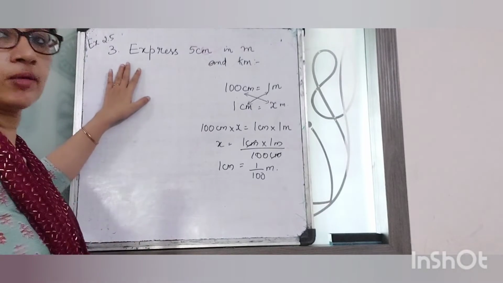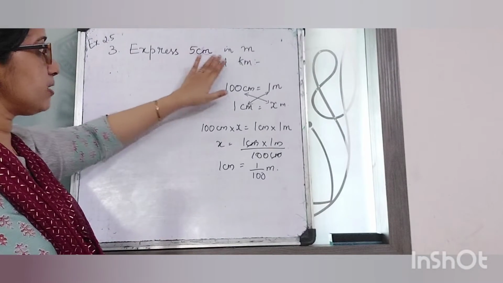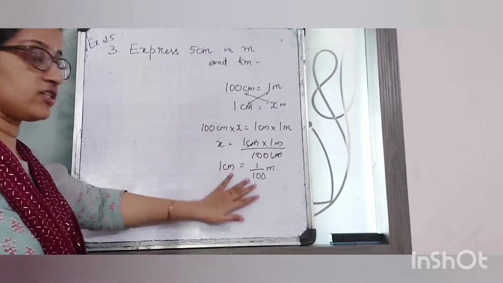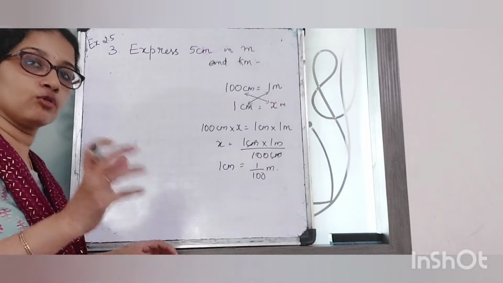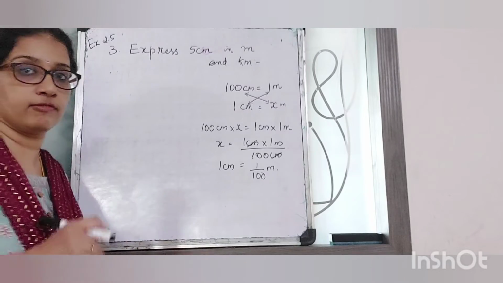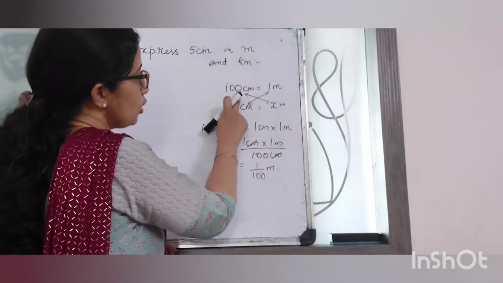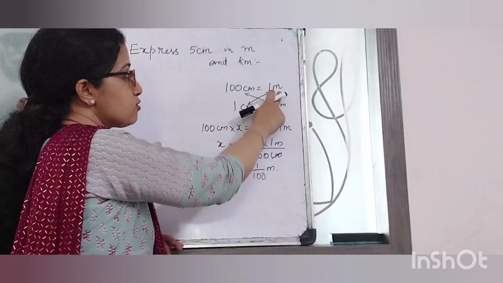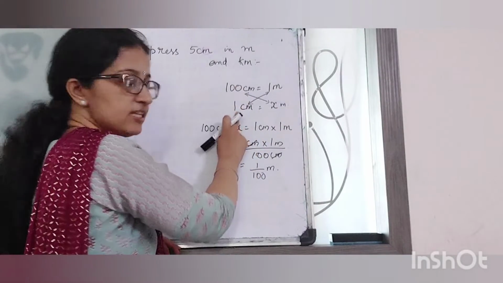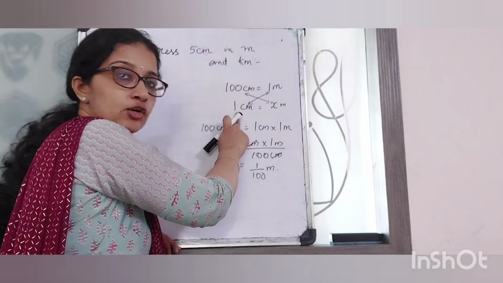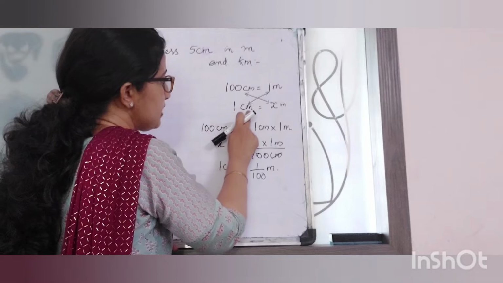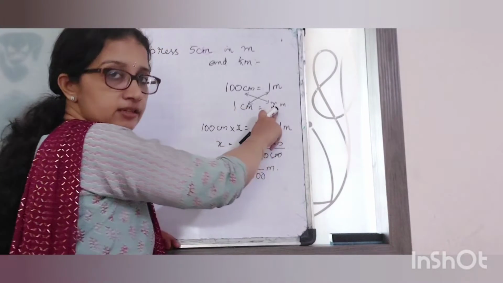Okay, the third problem is express 5 centimeter in meter and kilometer. To find this out, just like the previous problem, we should know some data beforehand itself. So what is that? We know that 100 centimeter is equal to 1 meter. Correct? So we have to find the value of 1 centimeter. 1 centimeter is equal to how many meters? For that, let's take 1 centimeter is equal to x meters.